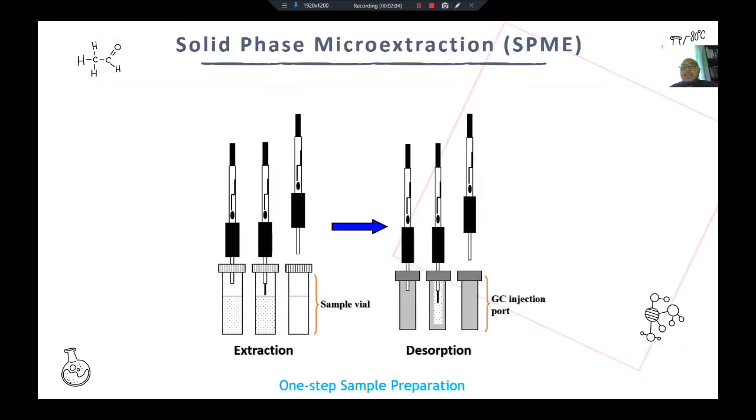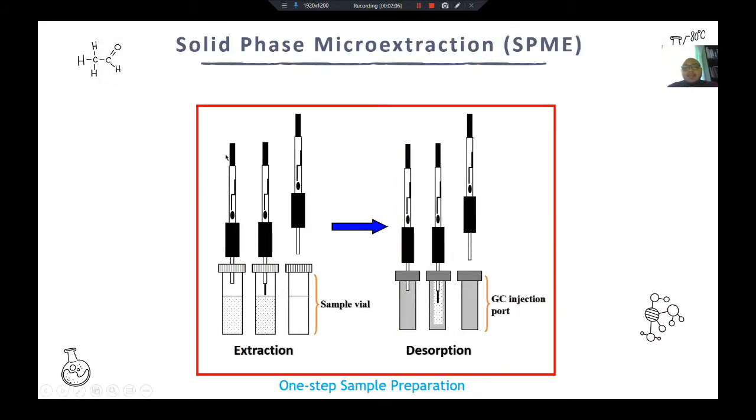Okay, this is another example. Inside here there is actually a fiber. So we penetrate the syringe needle inside here first, and we can lower the fiber, either to do headspace or direct immersion. And when you want to remove it, you pull the fiber back inside to protect it from breaking. Then you pull it out of the sample vial. Then you go towards the GC injection port, and you can do the same thing again.